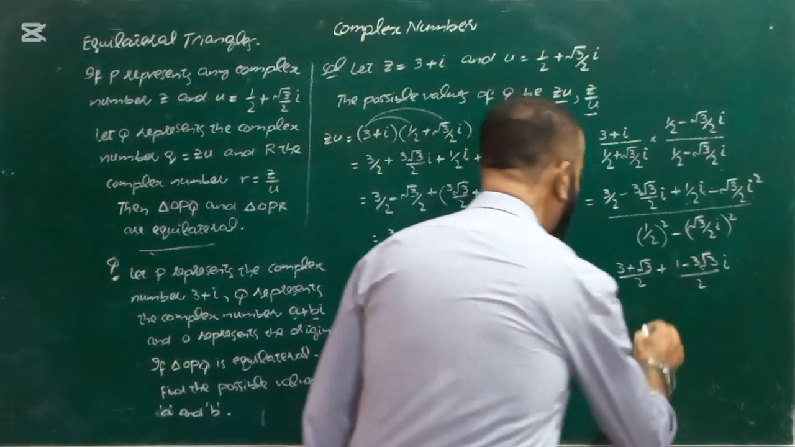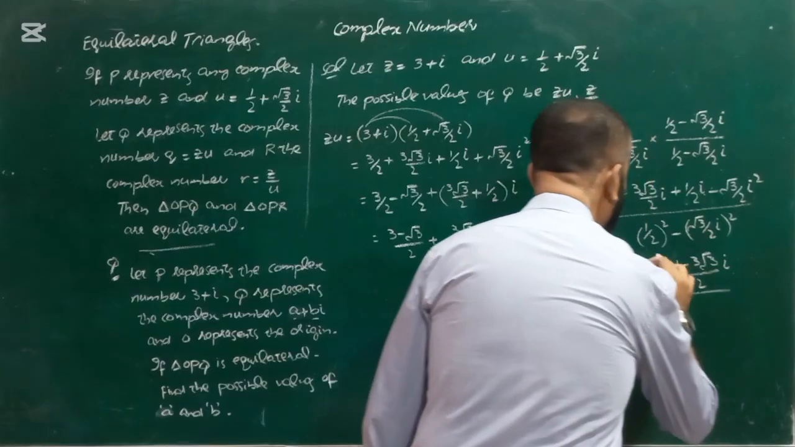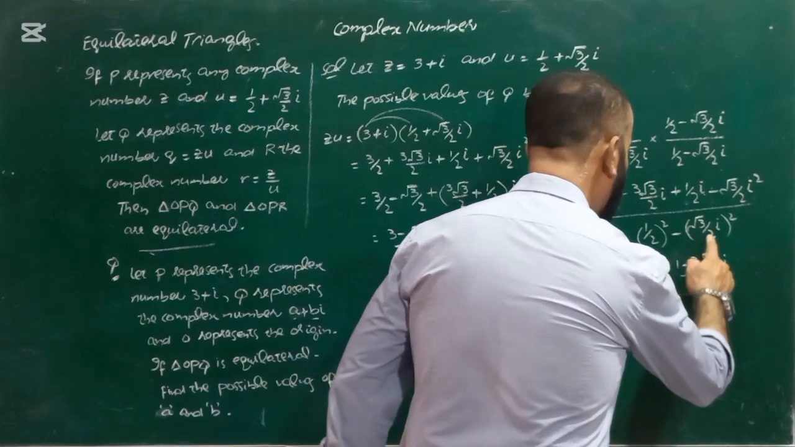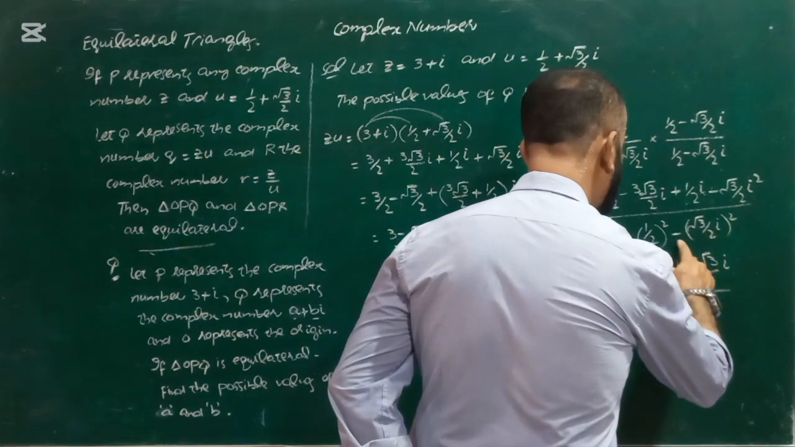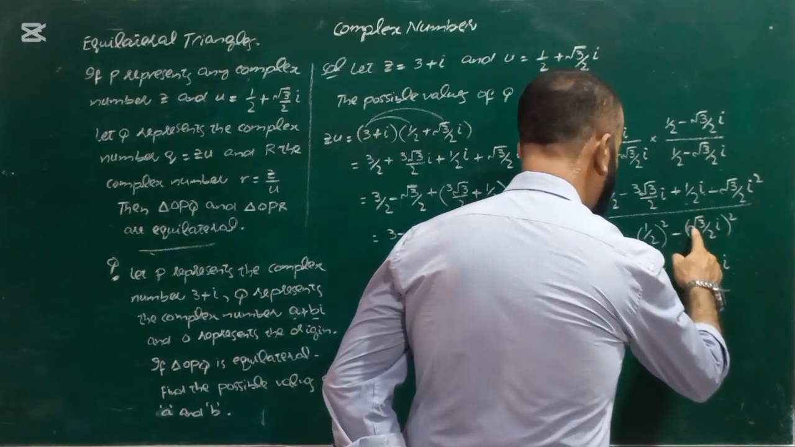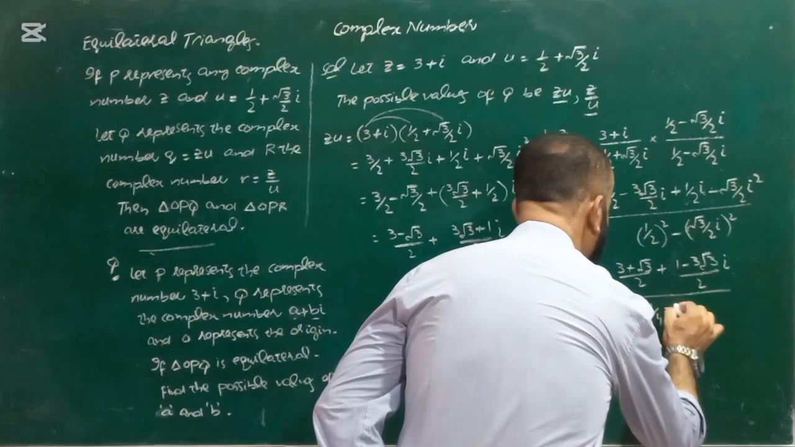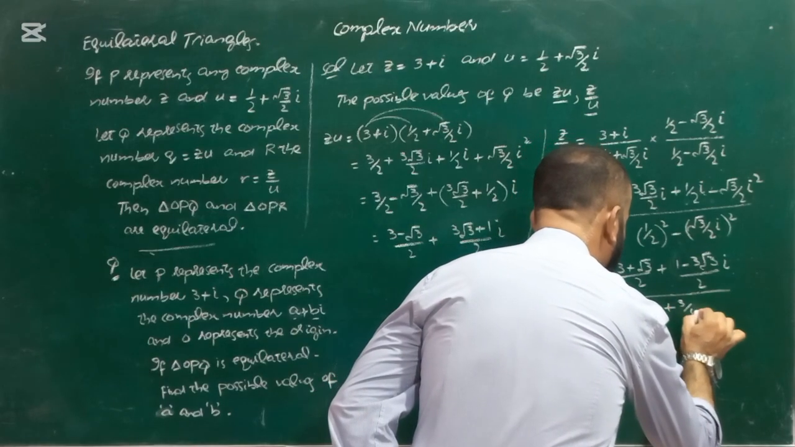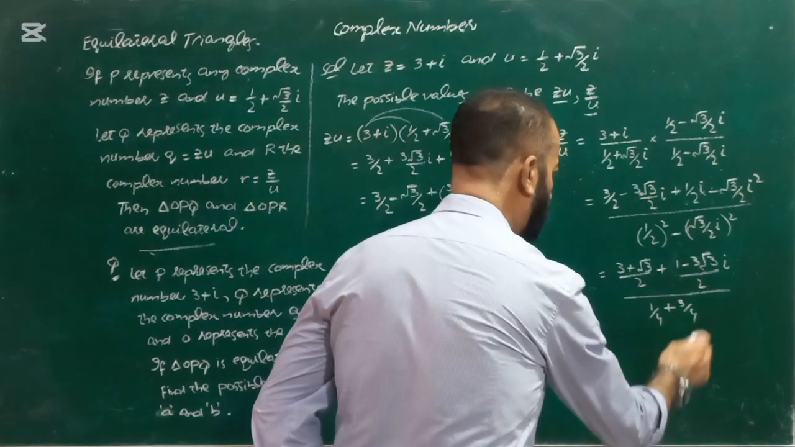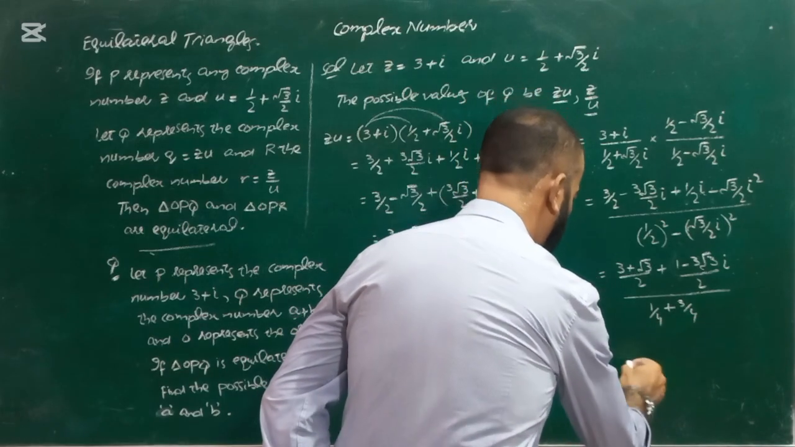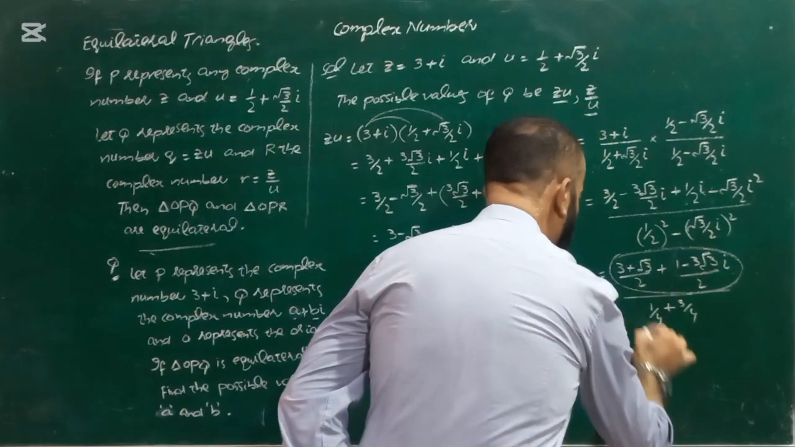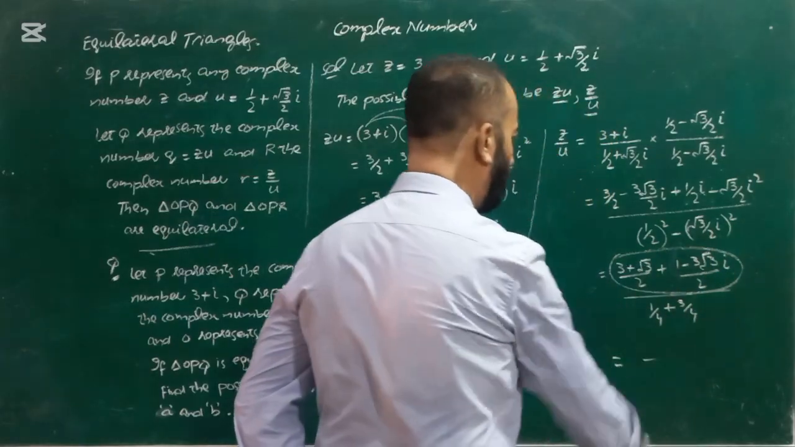Okay, in denominator we have also some values. So that will be 1 by 4, and iota square will be minus 1. So this factor will become positive, and 3 by 4. So this will become 1. So cancel. So in the next step, only numerator will be placed. So this is the other possible value.